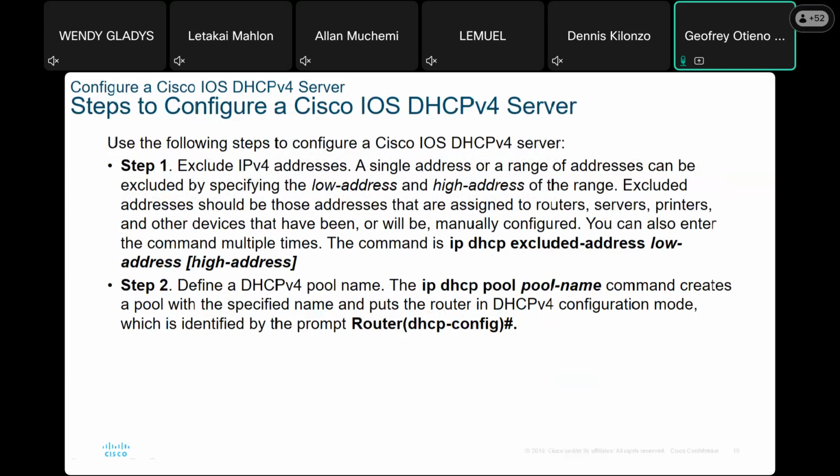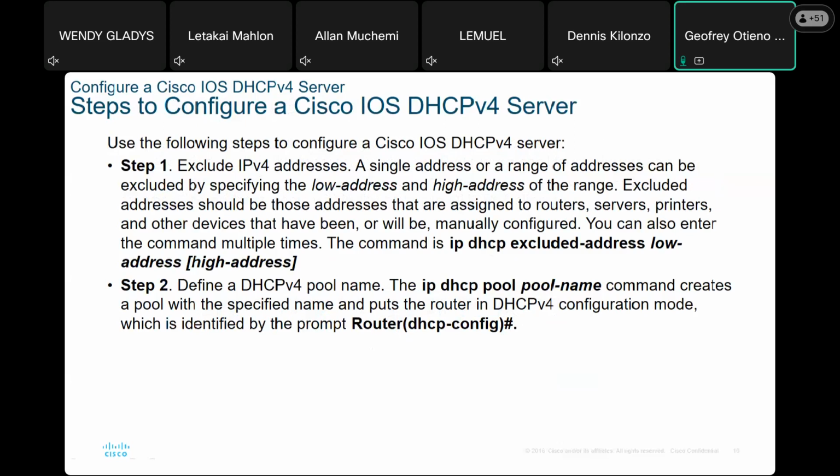You can also enter the command multiple times, depending on the different pools that you have. You can have multiple address ranges entered within the global mode, depending on the number of departments, schools, or branches that you have. So the command is ip dhcp excluded-address, with the low address to the high address specified.